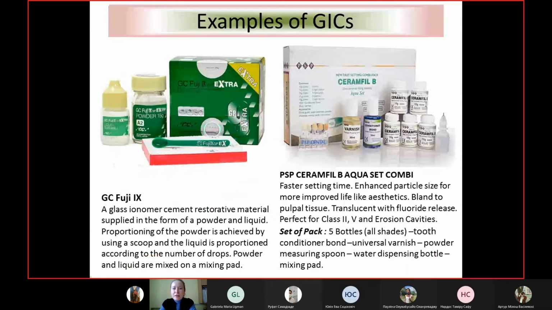Examples, I propose examples to your attention, and I just collected a few of the most widespread and the most famous brand names. So we have GC America, Fuji 9. This material is reinforced, available in powder liquid formulation. Then we have Ketac Fil. This one is available in shades as well as Fuji. Few shades are possible, so to some extent glass ionomer cements are aesthetic restorative materials.